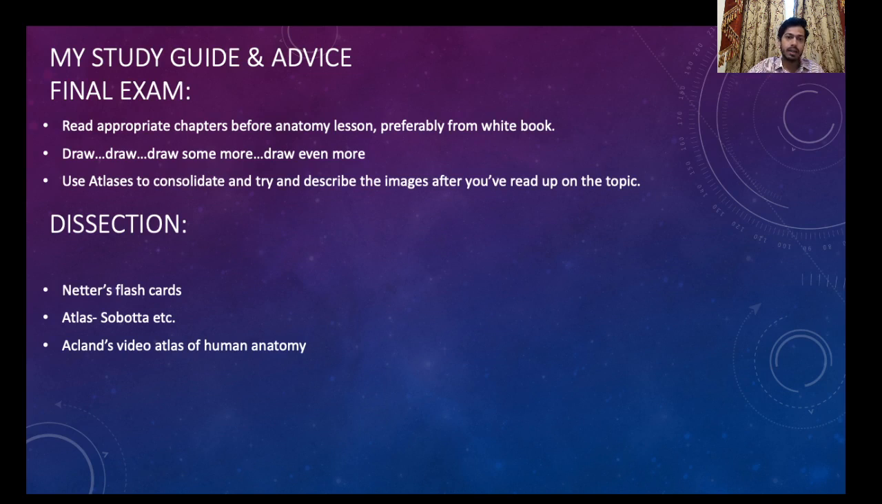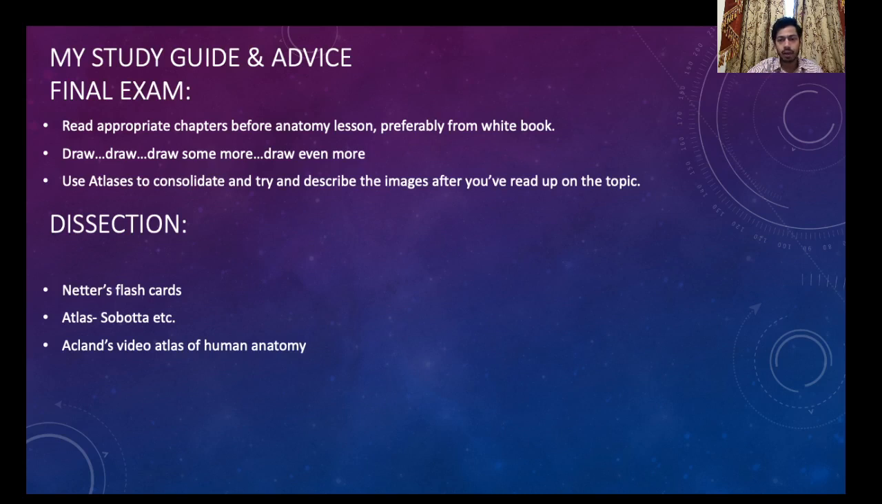My study guide, how I revised for the final exam: I had my lessons in the first semester on Wednesday, and in the second semester I think on Friday, maybe Thursday, at some point later in the week. The lectures were usually at the start of the week, or sometimes it was backwards and they were at the end. What I used to do is read the entire chapter and make my notes, so that when I went to the dissection labs and the seminar, I would have read over things at least twice.